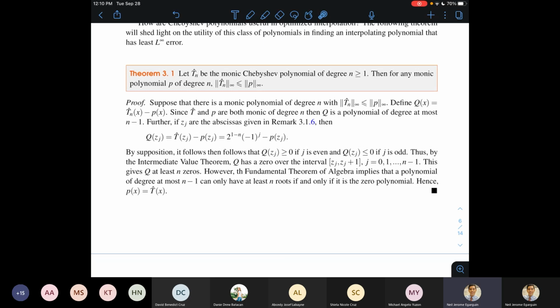Sige, anyone who wants to answer will get +1 sa problem set 1. You can raise your hand. First one to raise hand. Bakit kaya? Ano yung significance sa Theorem 3.1? Okay, you can raise your hand or paunahan sa chat.